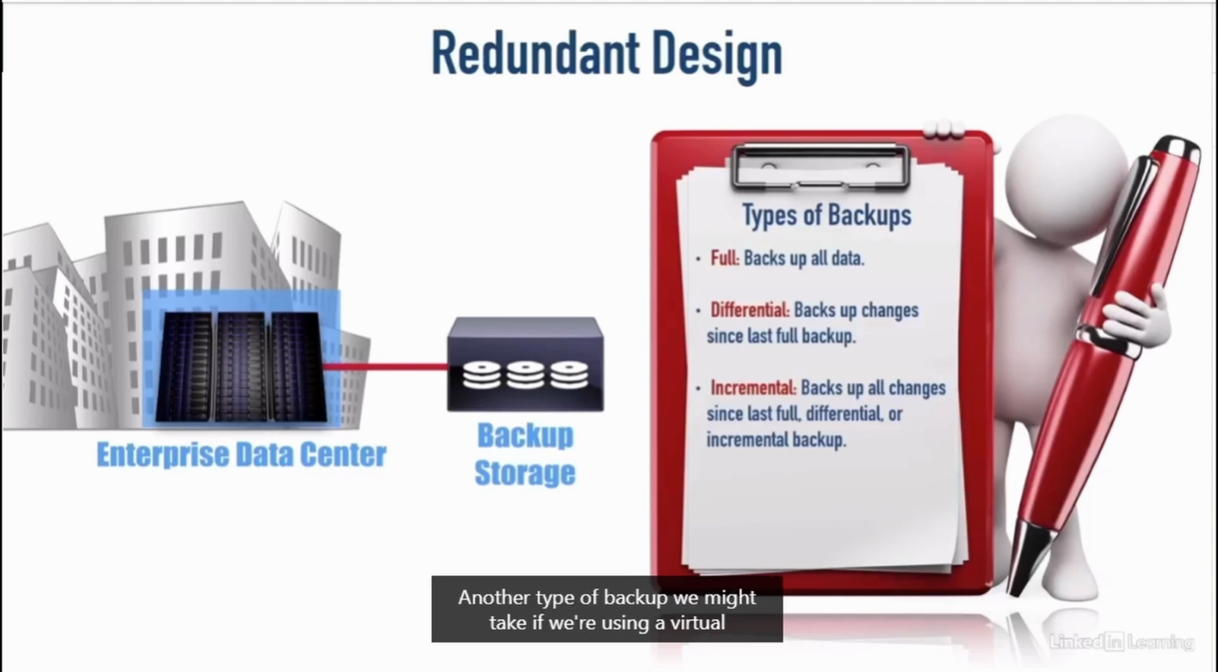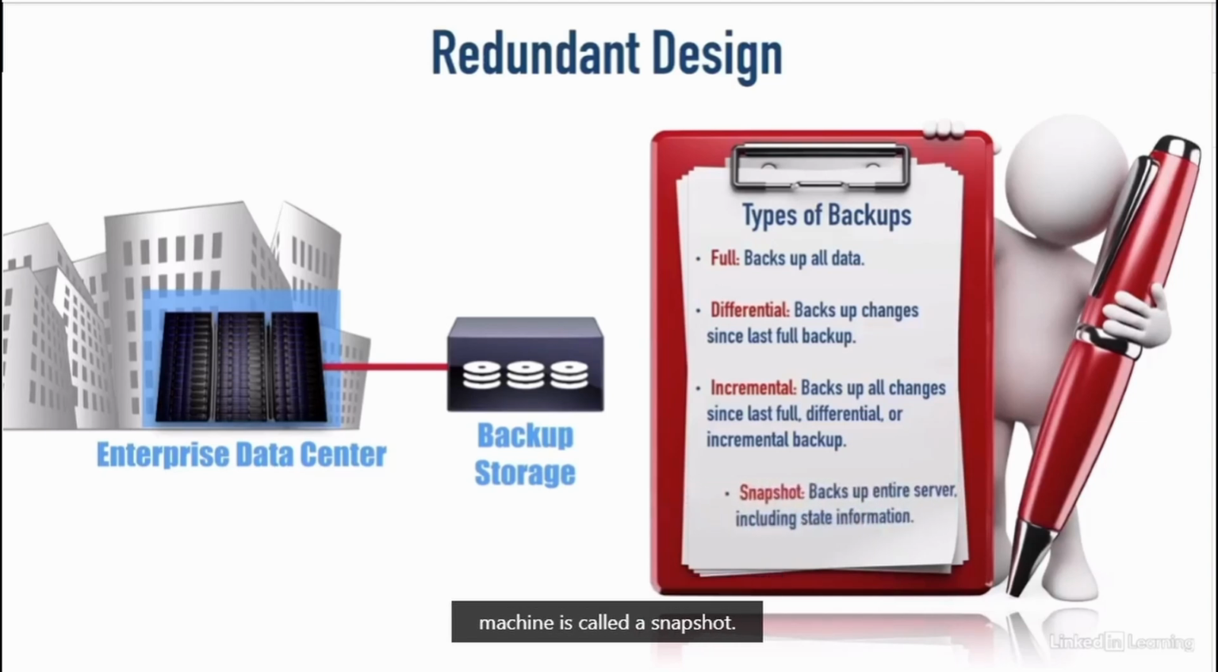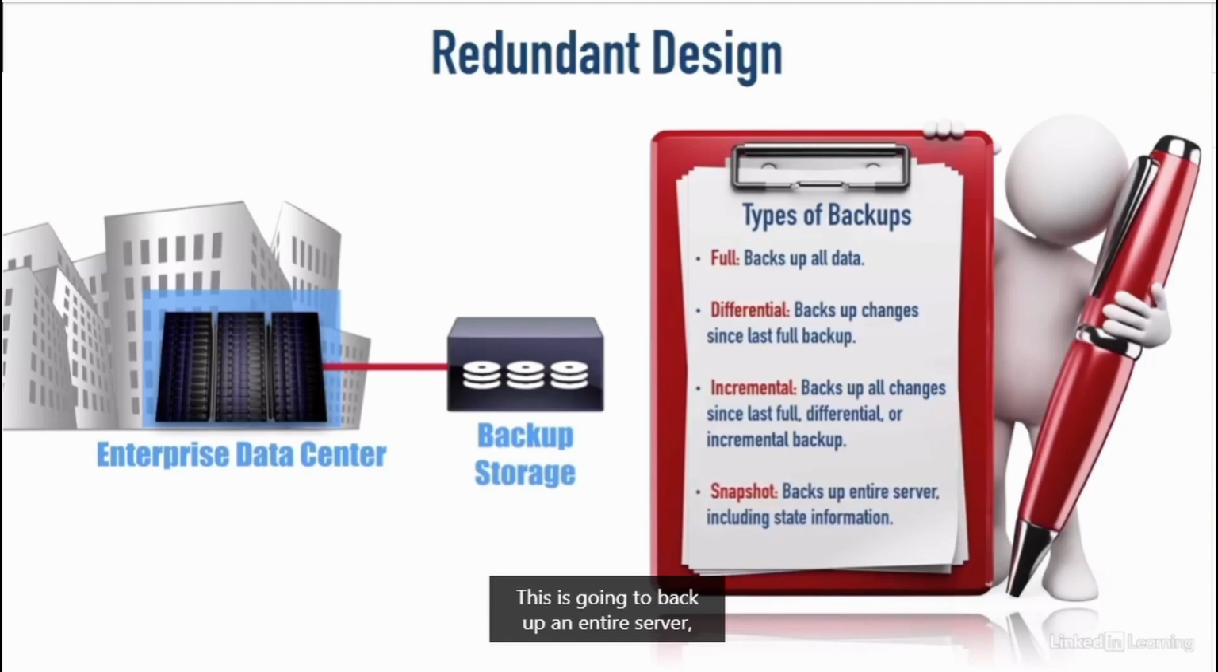Another type of backup we might take if we're using a virtual machine is called a snapshot. This is going to back up an entire server, including state information. If you want to return your server to a specific state with a specific set of files, a specific configuration, you can take a snapshot inside of your virtual machine's hypervisor. One of the downsides to this, though, is we're not able to restore a single file from a snapshot. We're restoring the entire server.